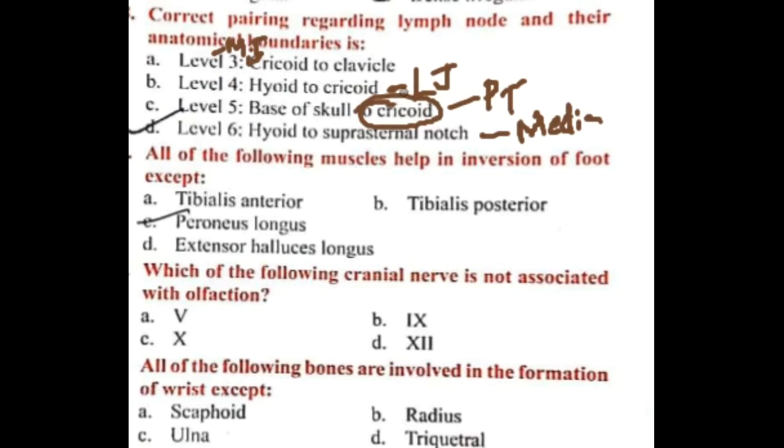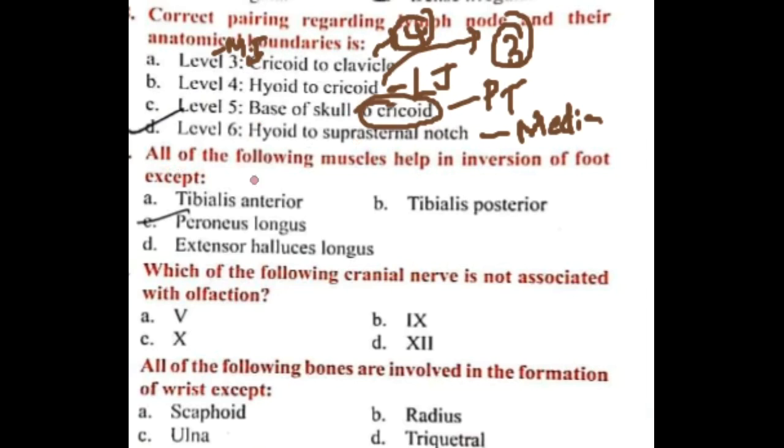Actually lower jugular will be below the hyoid bone and even below the cricoid cartilage. Actually, if you see, hyoid bone to cricoid cartilage is level 3, and clavicle to cricoid cartilage is level 4. So this is how we will have to see these arrangements. Okay, then the next question we will see.